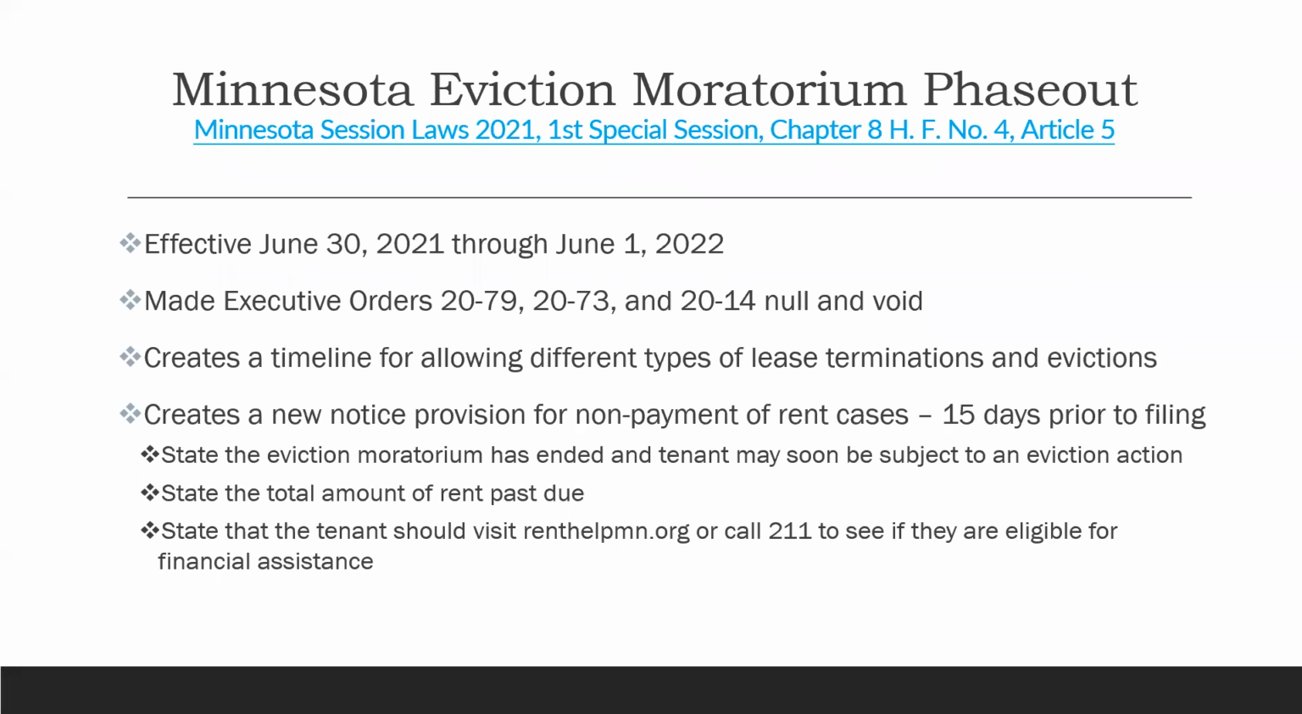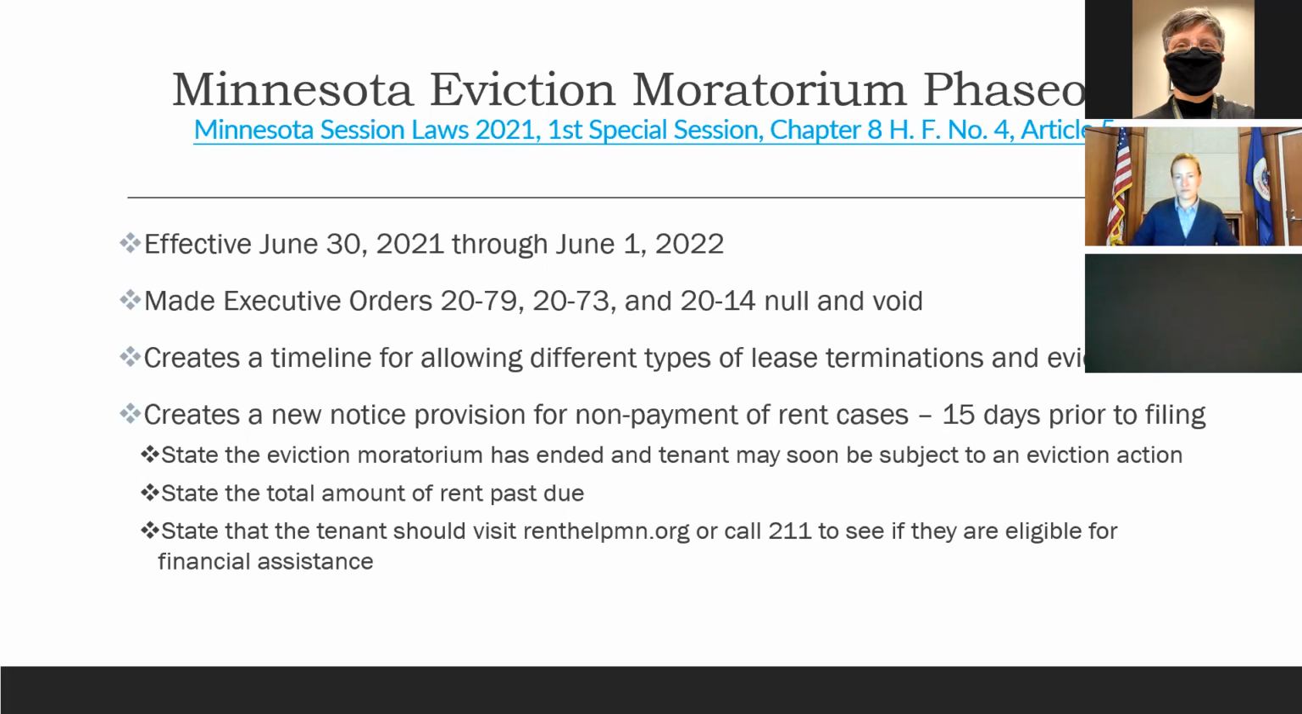In June of 2021, the legislature passed the eviction moratorium phase out, which is found at Minnesota Session Laws 2021 First Special Session, Chapter 8, House File Number 4, Article 5, which is a long name that we don't have a statute that we can just refer to, but we typically just refer to it as the phase out. It went into effect June 30th, and it essentially made any of the executive orders that had previously been issued null and void. So it replaced the moratorium with this gradual reintroduction of evictions in Minnesota. What it does is it creates a timeline to allow those evictions to be filed, hopefully at a pace that allows the courts to keep up and allows for tenants to take whatever actions they might need to protect their tenancy.